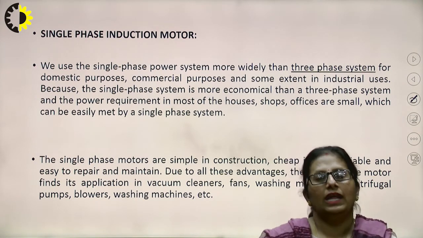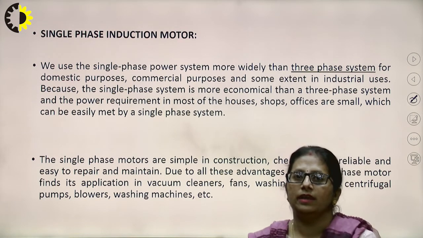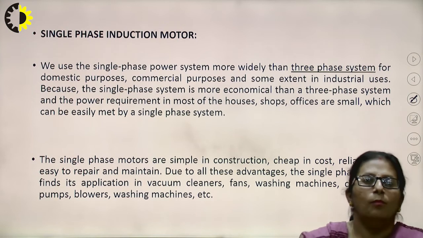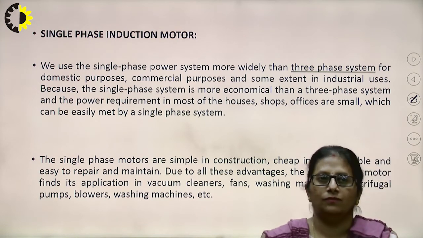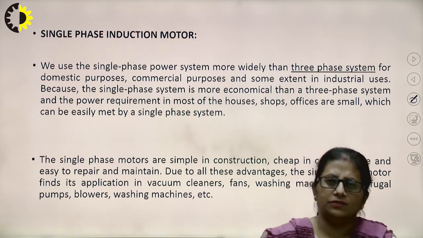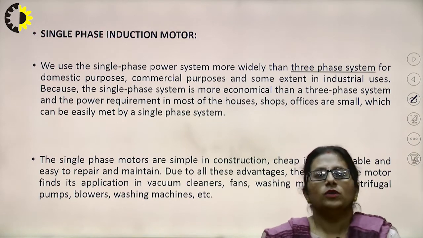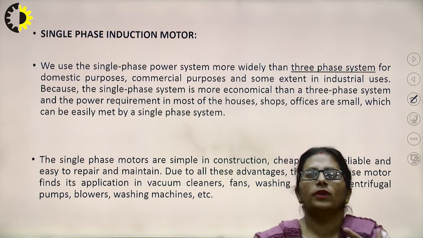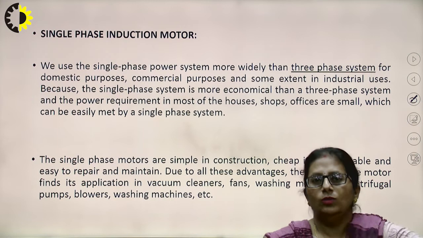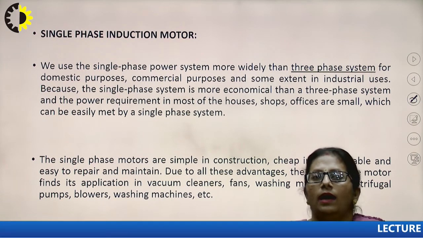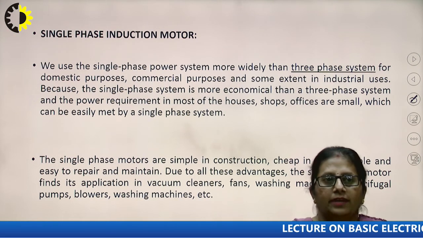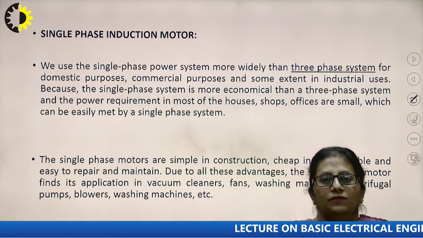Now, coming to the single-phase induction motor, we use the single-phase power system more widely than the three-phase system for domestic purposes, commercial purposes also, and to some extent in industrial uses also, right? Because the single-phase system is more economical than a three-phase system, and the power requirement in most houses, shops, offices, and most residential areas can be easily met by a single-phase system, right?